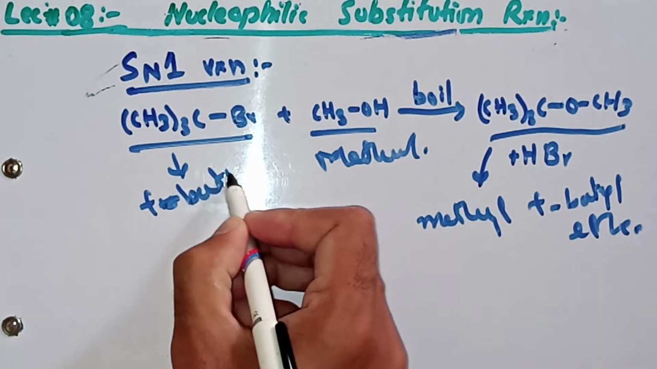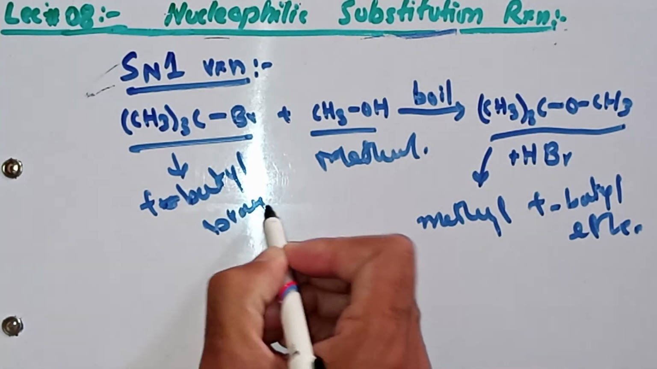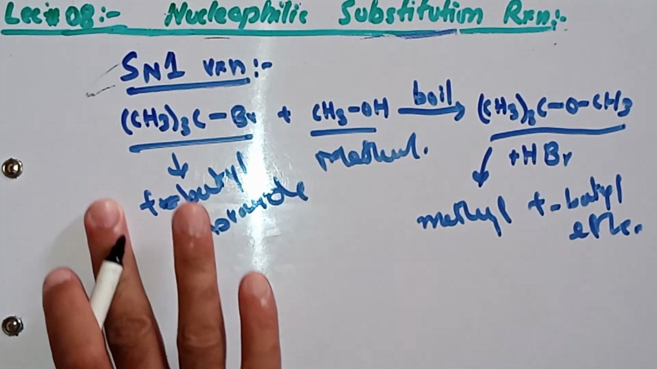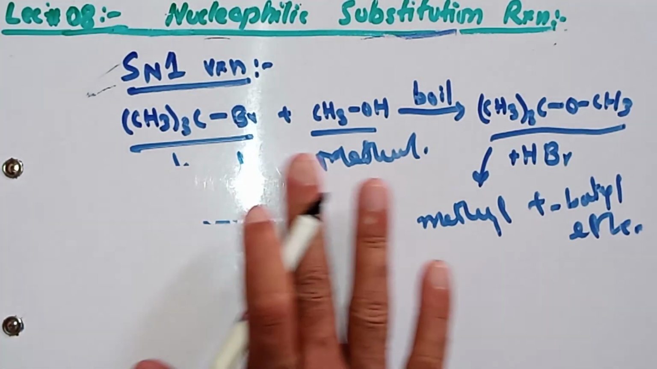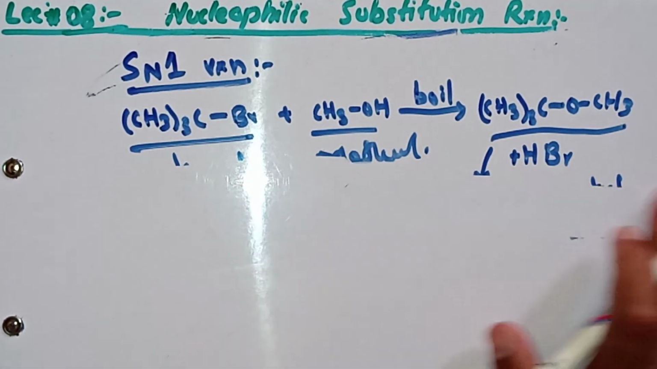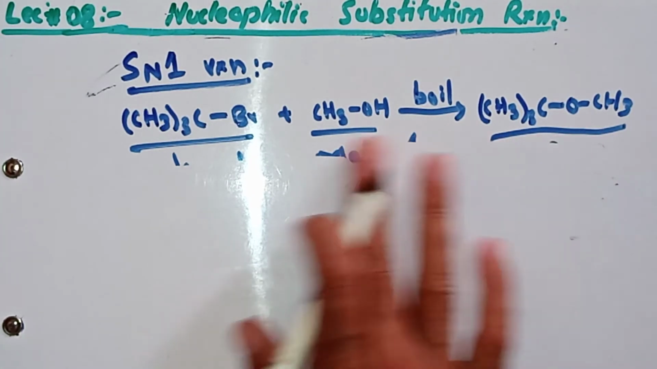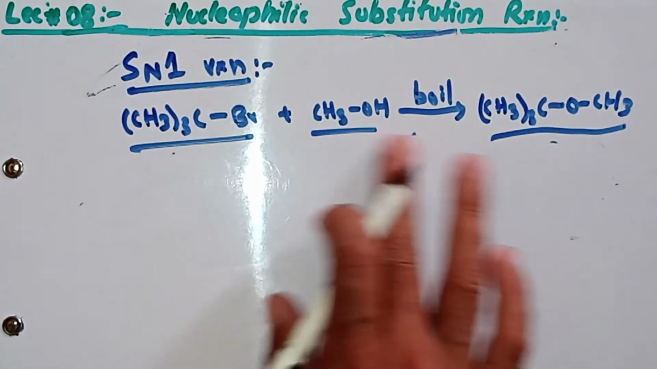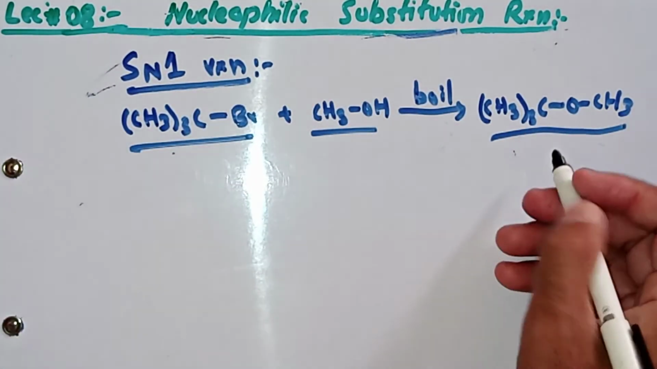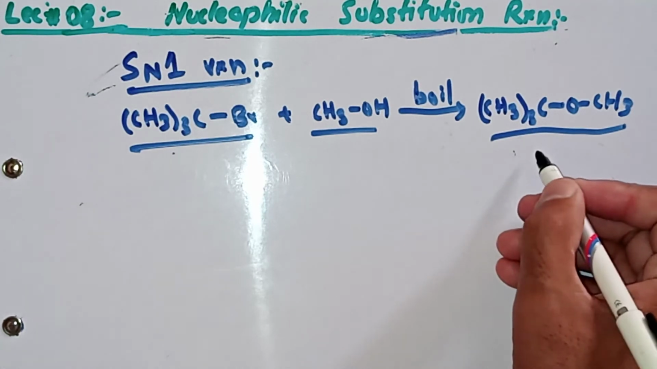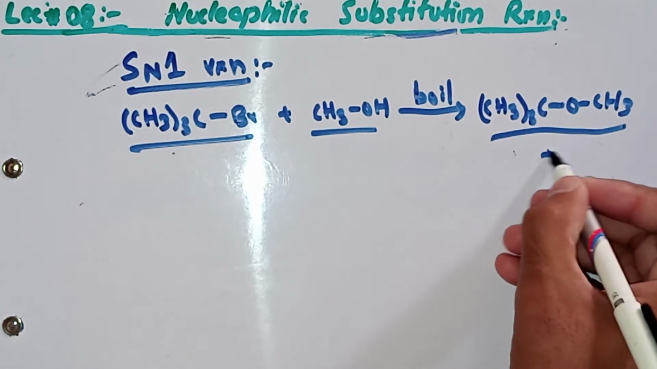So what will be the mechanism of this reaction? This mechanism is completed in two steps or in three steps, but it is completed in three steps. That is plus HBr.